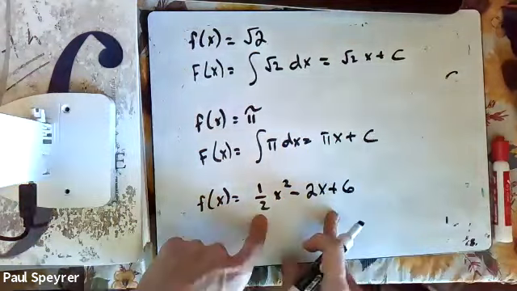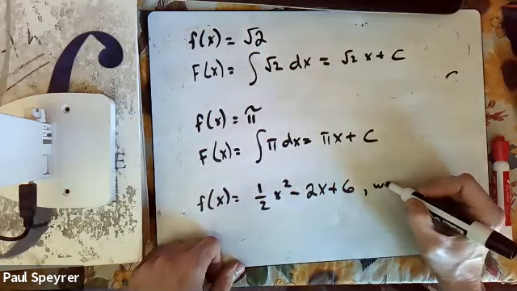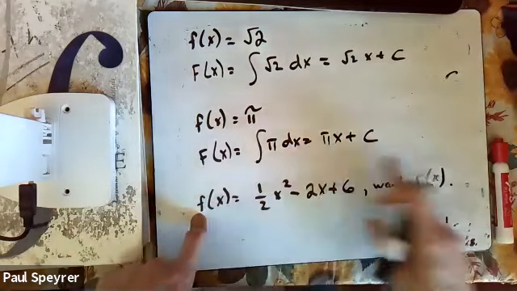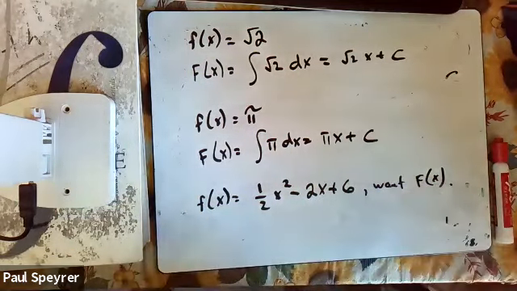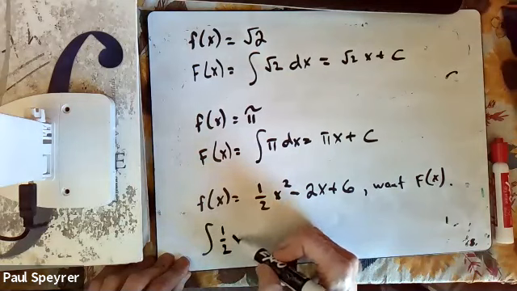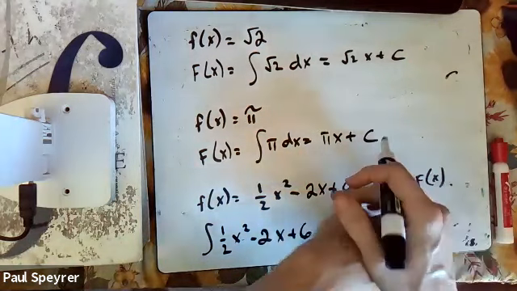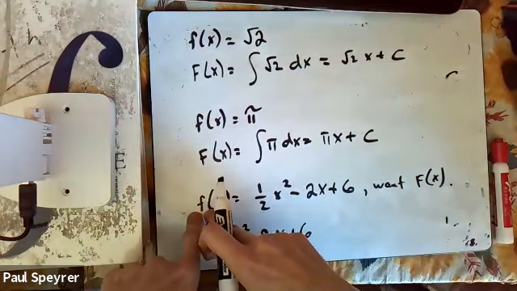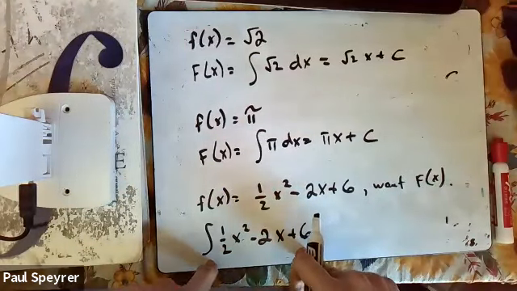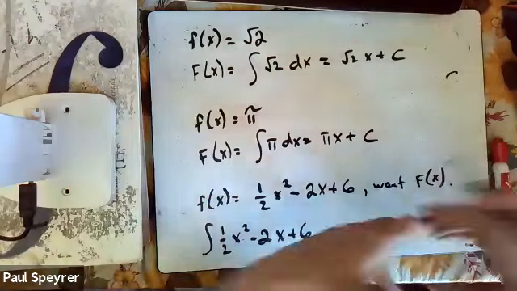All right, so let's try this one out: a half x squared minus 2x plus 6, and we want big F of x. Remember, going from the small letter to the uppercase letter means antiderivative. So we're going to write it out with our integral notation. It's only in this section where they say to go from the small letter to the uppercase letter to denote antiderivatives. You'll always see it written as: find the integral of this function.